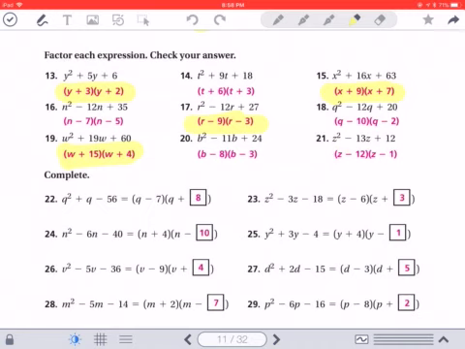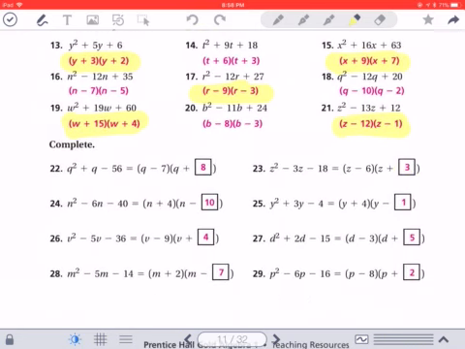Number 21, the factors there are going to be z minus 12 and z minus 1. Number 23, you should get 3 in that box. Number 25, you should get a 1. 27, you should get a 5. 29 should be a 2.